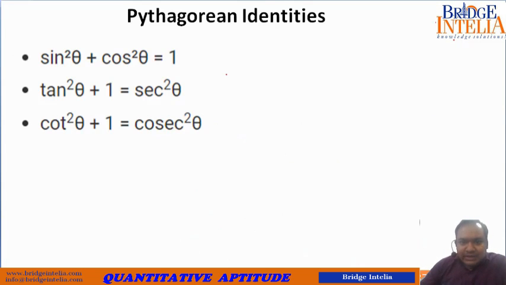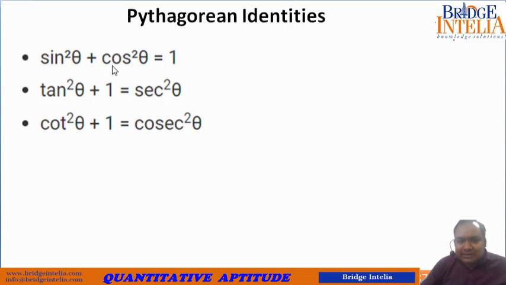So students, the next set of questions are based on identities. So what is meant by identities? Identities basically means certain equations which are always true, immaterial of the value of the variable. So there are certain equations where, whatever value of the variable you substitute, that equation or that identity will always be true.